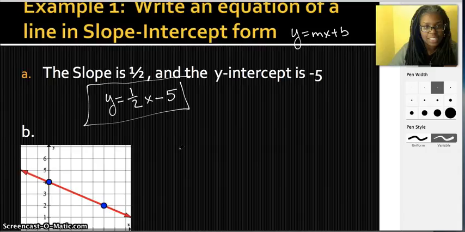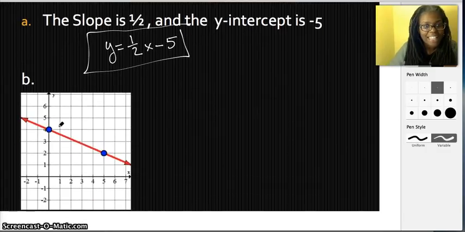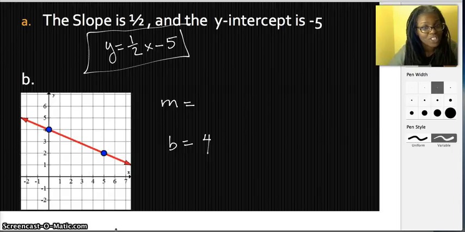Let's see if we can do the same thing here. Again, we're looking for slope-intercept, so we're thinking of this equation, not the new one that we just learned. And so what I need is the y-intercept and I need the slope. So the slope I get from rise over run, and my y-intercept I get from observing where the graph actually hits the y-axis. So it hits the y-axis at a positive 4, so that's my y-intercept.